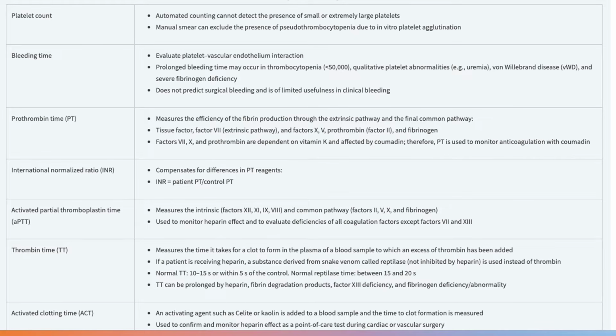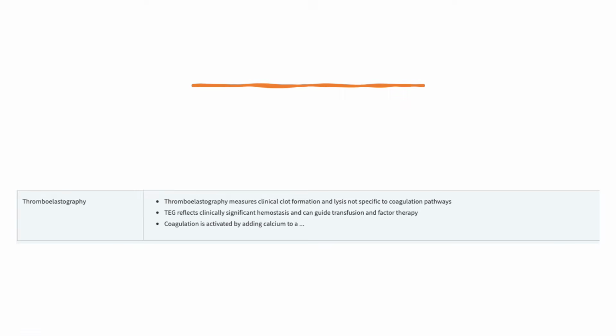The activated clotting time, the ACT, uses an activator, such as kaolin or celite, which is added to the blood sample. The time to form the clot is measured. It is used to confirm and monitor heparin effects as a point of care test during cardiac or vascular surgery, and the proper amount of protamine can be calculated by the calculation of ACT.